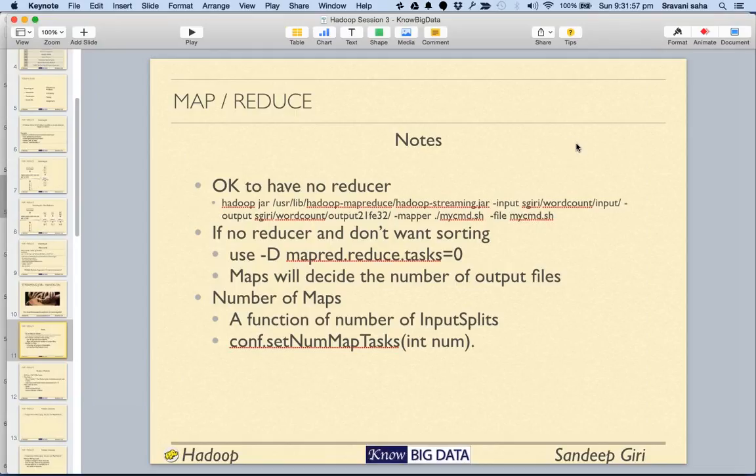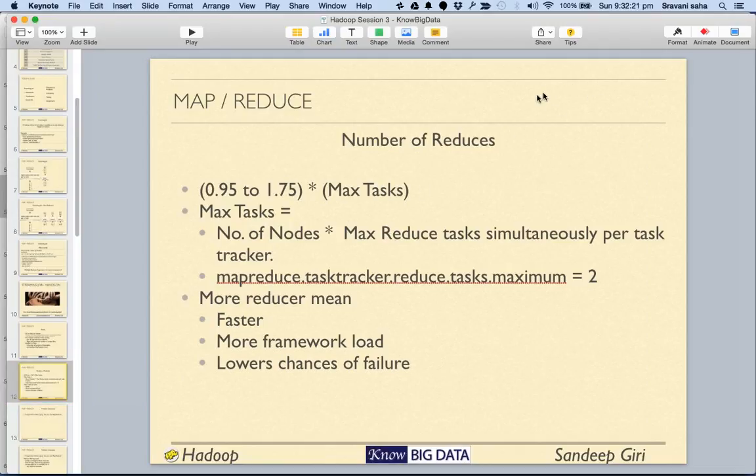Now the number of maps is a function of the number of input splits. How many blocks you have will dictate the number of maps. Now, it's a common question people tend to ask: how do you decide how many reducers to use? This will come again and again in your mind.